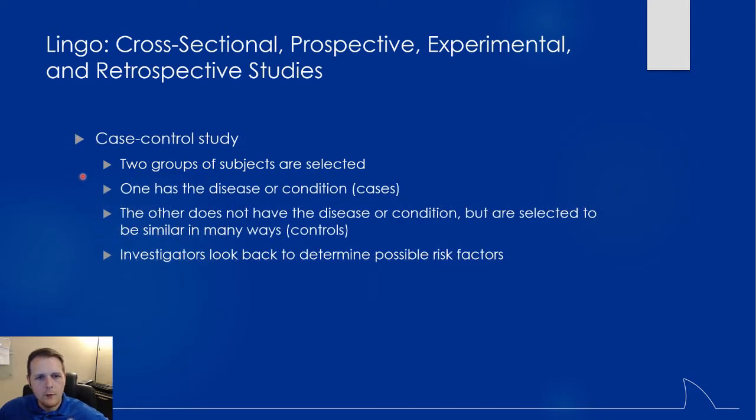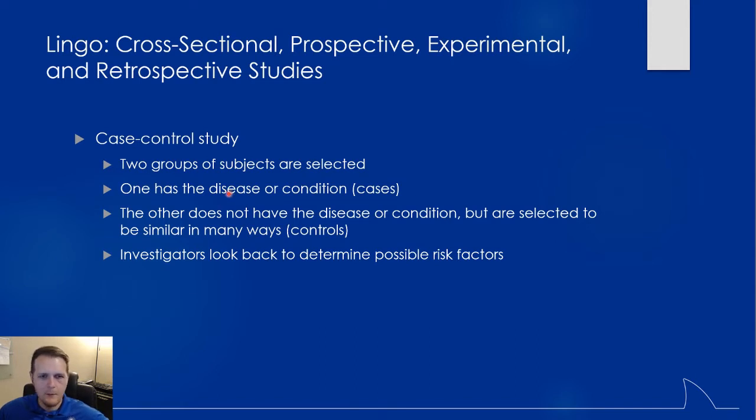So another one we'll get into is called the case control study, and this is more commonly used as a retrospective study where you're looking backwards in time. Basically we're going to get two groups of subjects that get selected, and one group has the disease state in question, say for instance lung cancer. Those are our cases, and we're going to match them to people who are very similar to them.